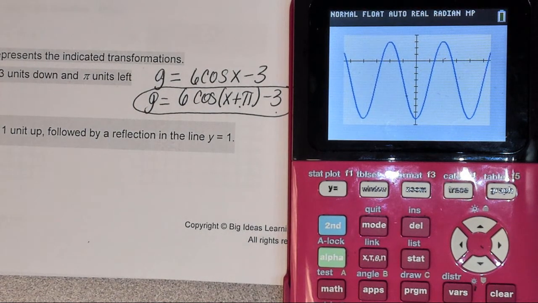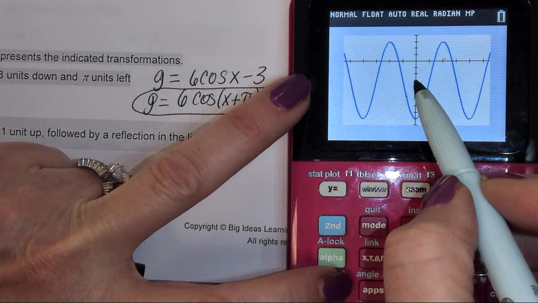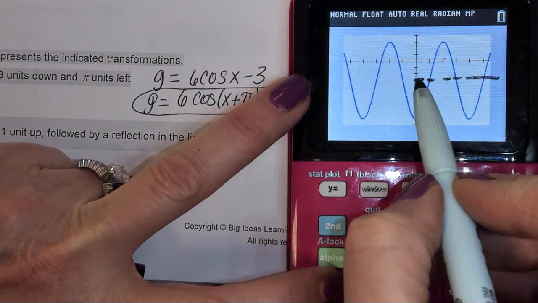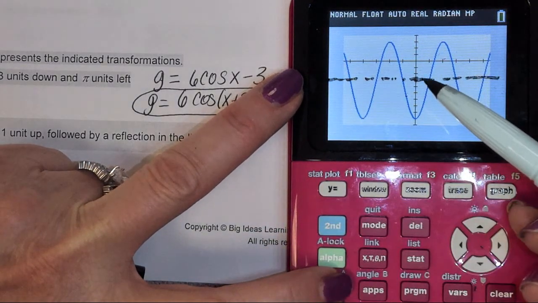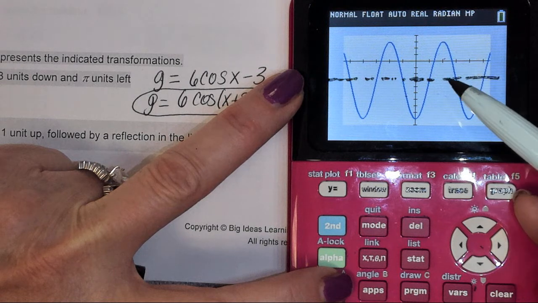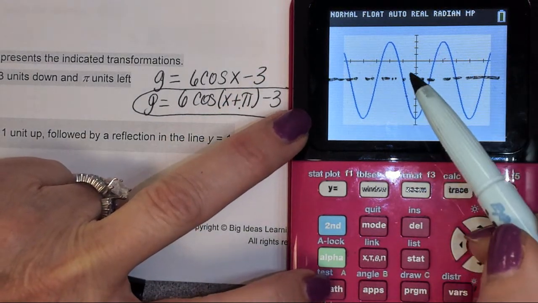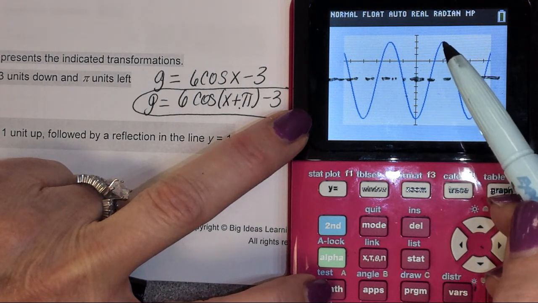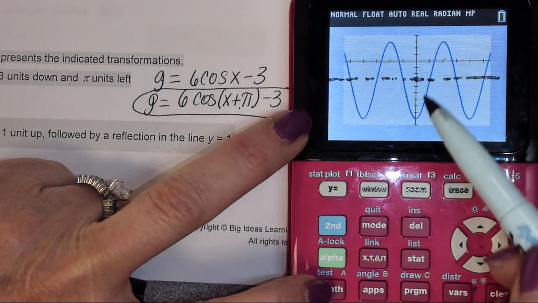that's going to be that sinusoidal axis. So right here, down 3 units, this is called that midline or the sinusoidal axis, right there. Can you see that the amplitude is 6? See how that works? And then cosine normally goes -1, 0, +1, but now our amplitude's been stretched.